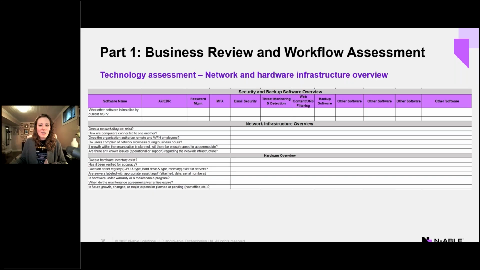So does a network diagram exist? How are the computers connected? Do they have remote, work from home employees? Are they authorized? How's that set up? And again, they may not know, but this is stuff that you're going to want to really look at, because if there's deficiencies there, we want to capture that. That's a risk. We're expanding the attack surface. We need to put that into the proposal with our recommendations and make them aware of that.